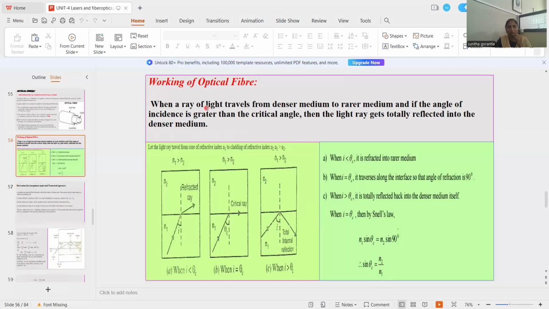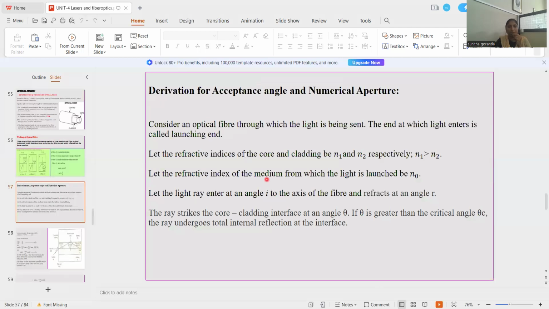When a ray of light travels from a denser medium to a rarer medium, and if the angle of incidence is greater than the critical angle, then the light ray gets totally reflected into the denser medium. This is the working principle of the optical fiber. Now see the derivation of acceptance angle and numerical aperture.